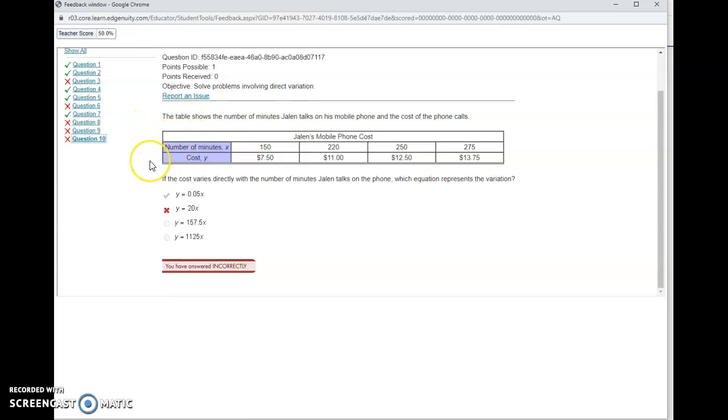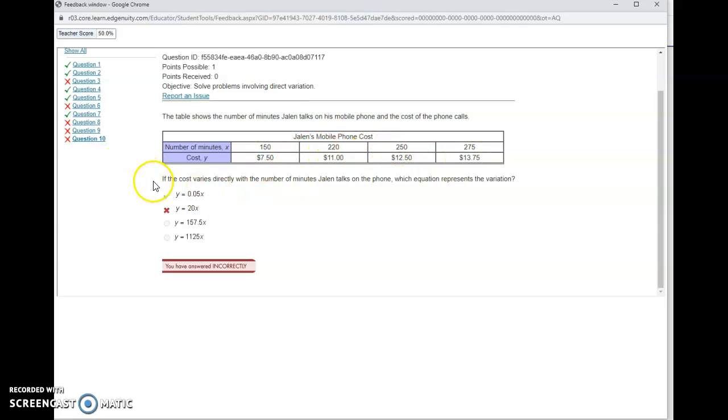This table shows the number of minutes Jalen talks on his mobile phone and the cost of the phone calls. If the cost varies, which one shows the direct variation? So same thing, this one we kind of just got to divide. So if you have 750 cents for that many minutes, it ends up being about 5 cents per minute. So that's just a division problem.